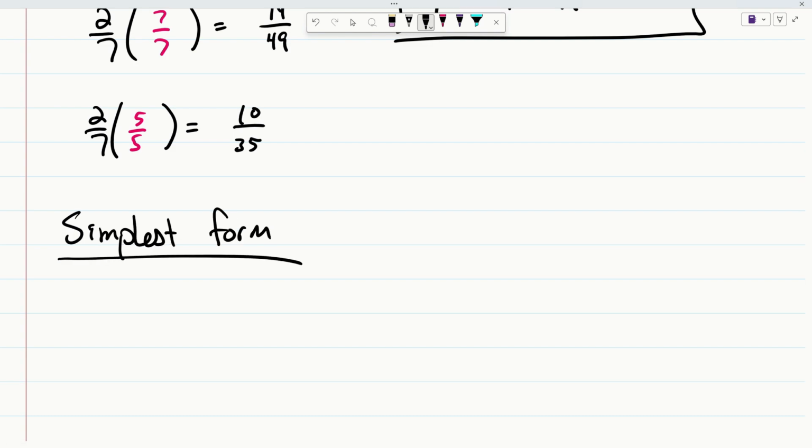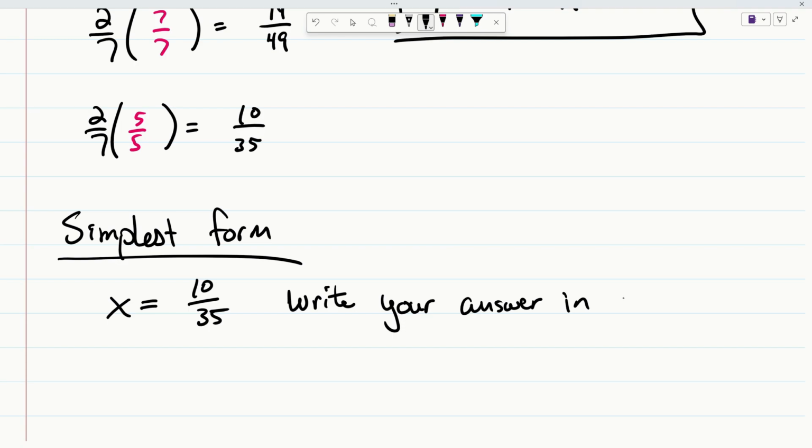Simplest form. In other words, let's say we were doing a problem, and I know we've all been in this situation before. Let's say we came up with the answer x equals 10/35. And you always heard your professor say, write your answer in lowest terms.